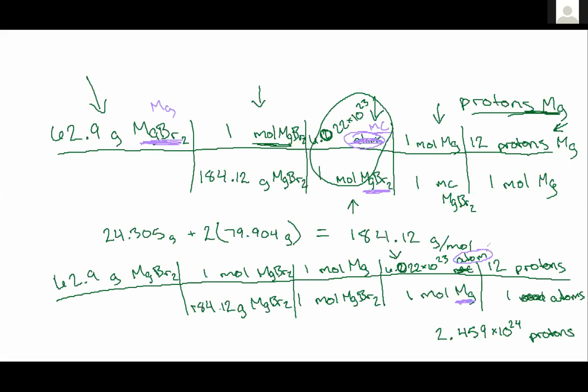So basically, to get protons, you just have to do the calculation to get to atoms, but then multiply by the atomic number of whatever element you're trying to find. If there's 2 atoms of magnesium, would it be 24 protons when you multiply?